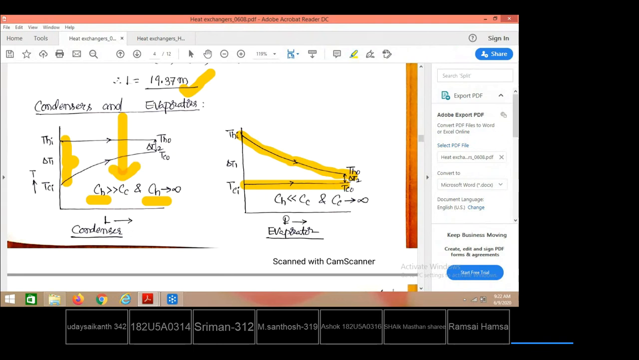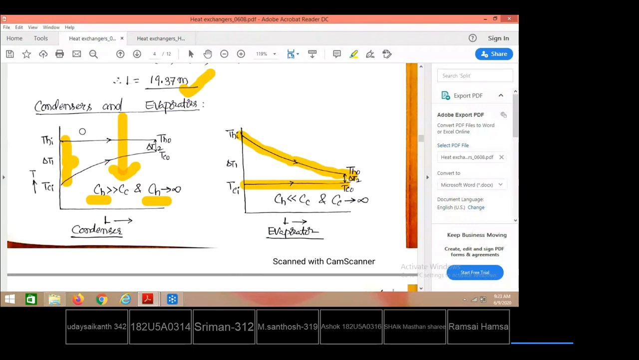In the case of evaporator, the cold fluid is maintaining constant temperature. Water is receiving the heat, and 100 degrees centigrade liquid is converted to 100 degrees centigrade vapor, whereas the hot fluid, maybe hot oil or whatever it may be, on giving up heat, its temperature reduces. So these are the changes that take place. In the case of condenser, the hot fluid maintains constant temperature. In the case of evaporator, the cold fluid maintains constant temperature.